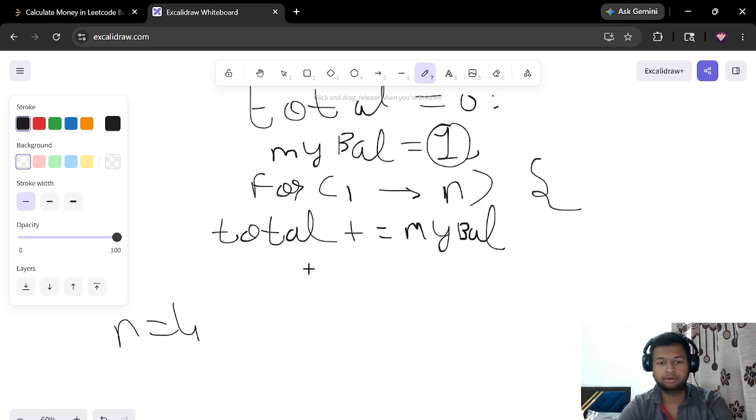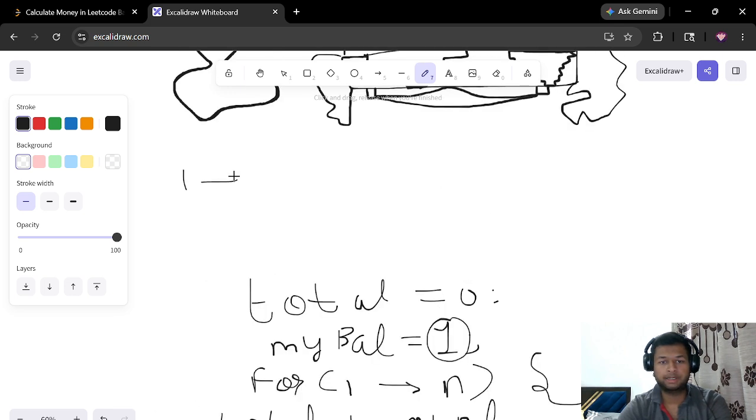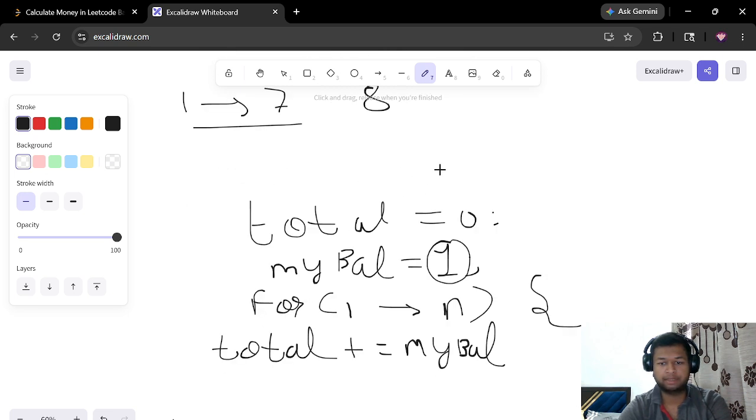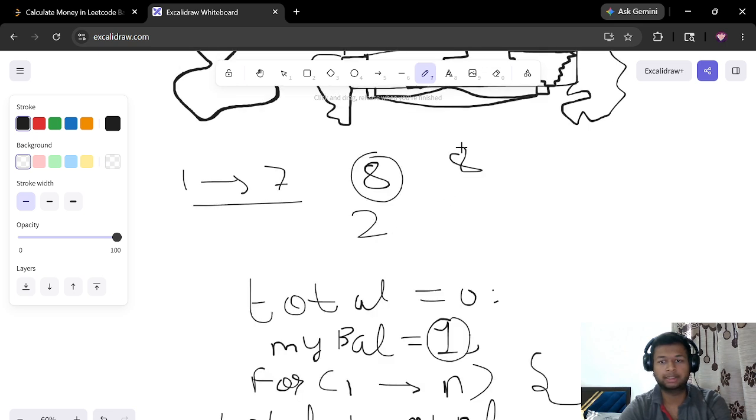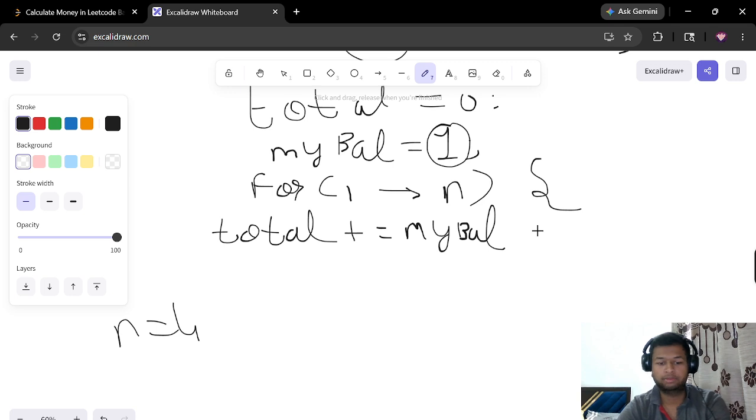Now how will we calculate? 1 till 7 it should be normal, but when i equals 8 comes, it should increment 2, not 8. It should increment 2, because it is the second Monday. The first Monday was 1, the second Monday should be equal to 2. Now the third Monday should be equal to 3. So this should continue. So how will we approach this?